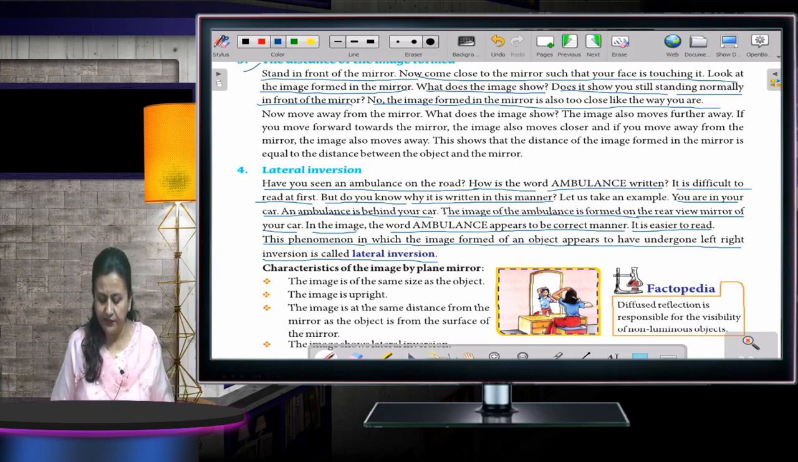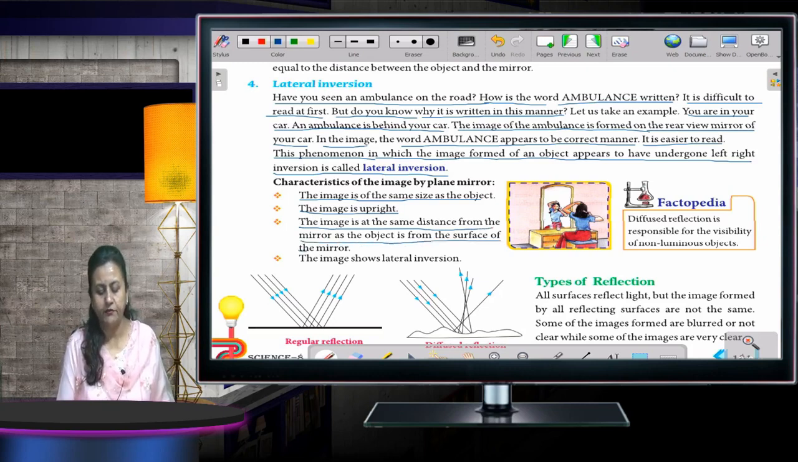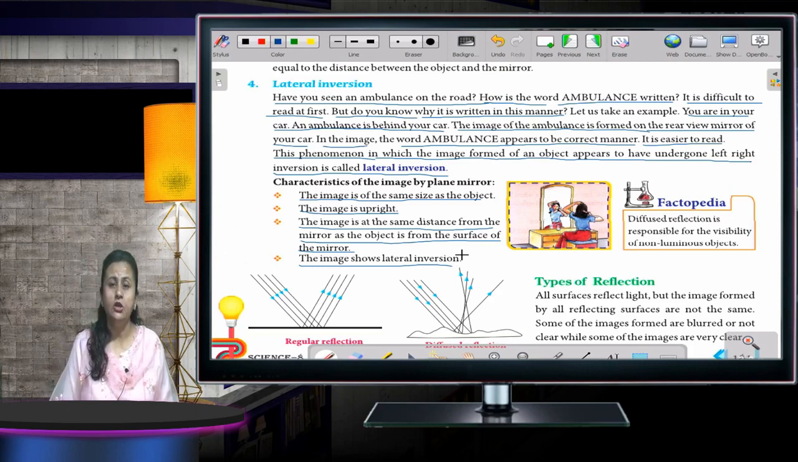Now what are the characteristics? First, the image is of the same size, as I told you. The image is upright, as I just told you. The image is at the same distance from the mirror as the object is from the surface of the mirror, and the image shows lateral inversion. Okay, so these were the characteristics of the image formed in a plane mirror.